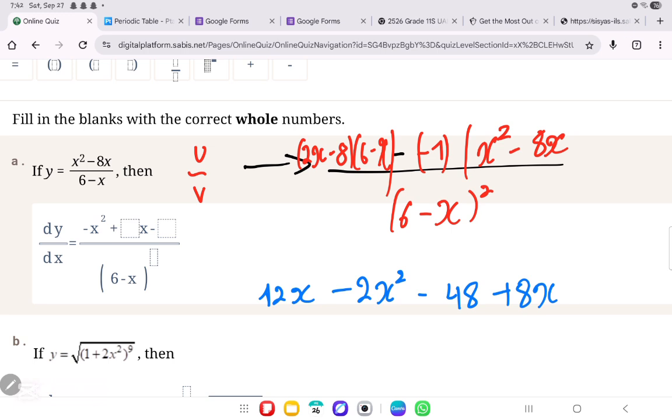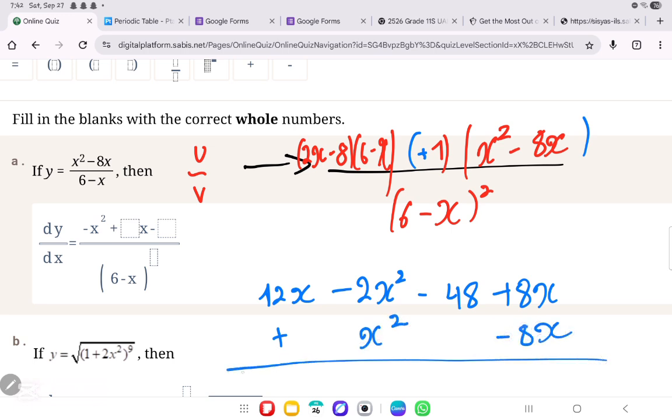Now, it's gonna be minus 1. So minus 1, this will become plus 1. So it will become plus 1 times x squared minus 8x. So that's gonna be plus x squared minus 8x. So what will we be left with? We will be left with minus x squared. This will go bye-bye. This will become plus 12x minus 48.